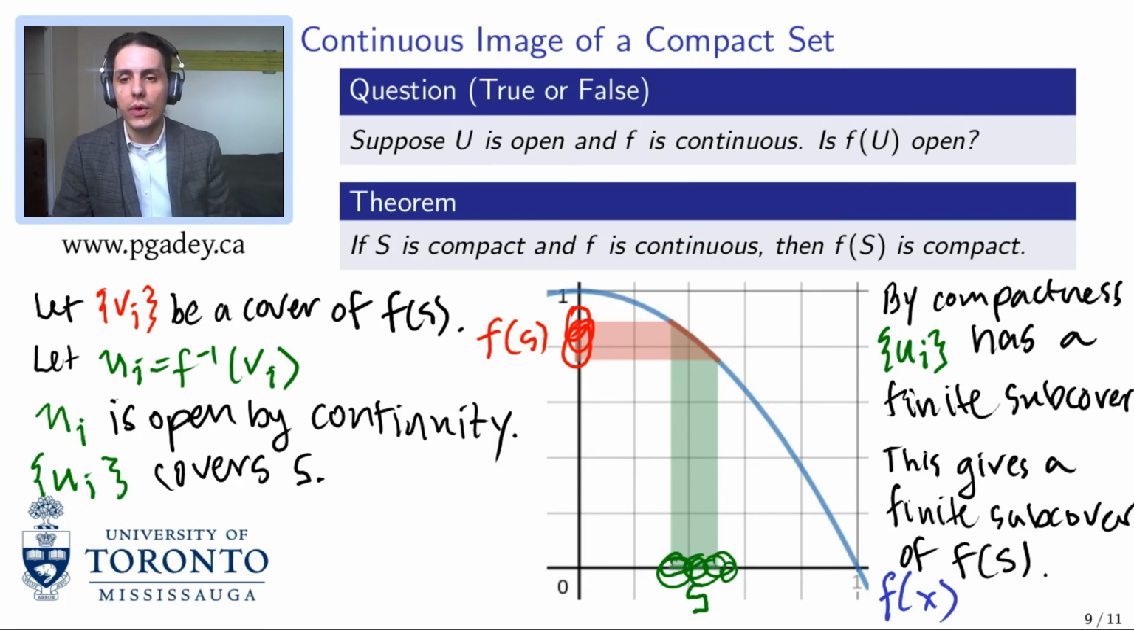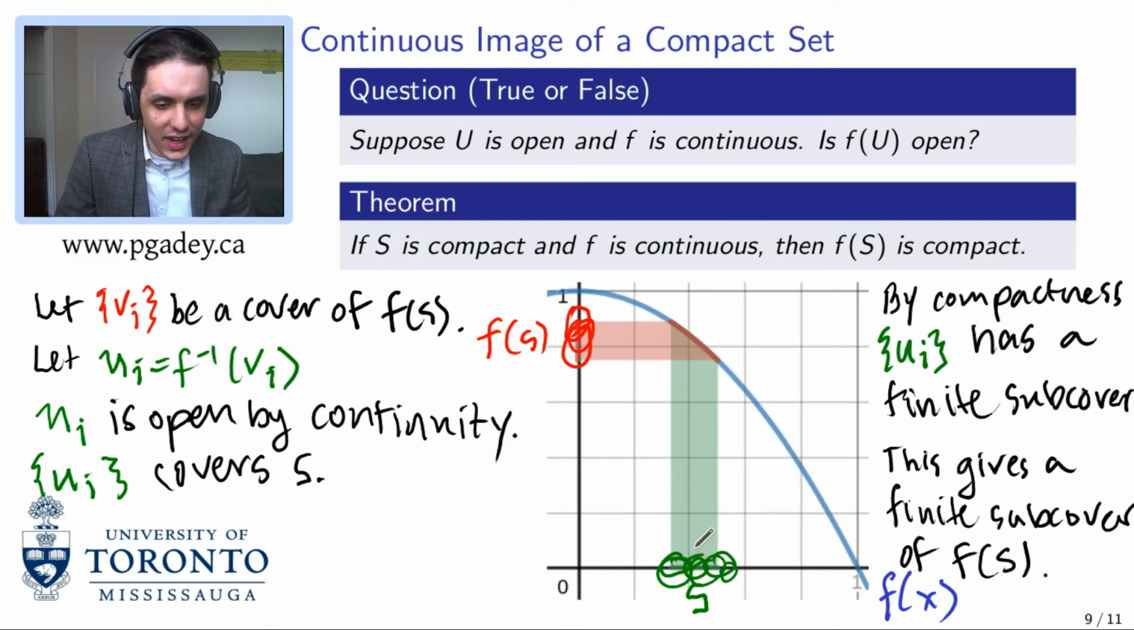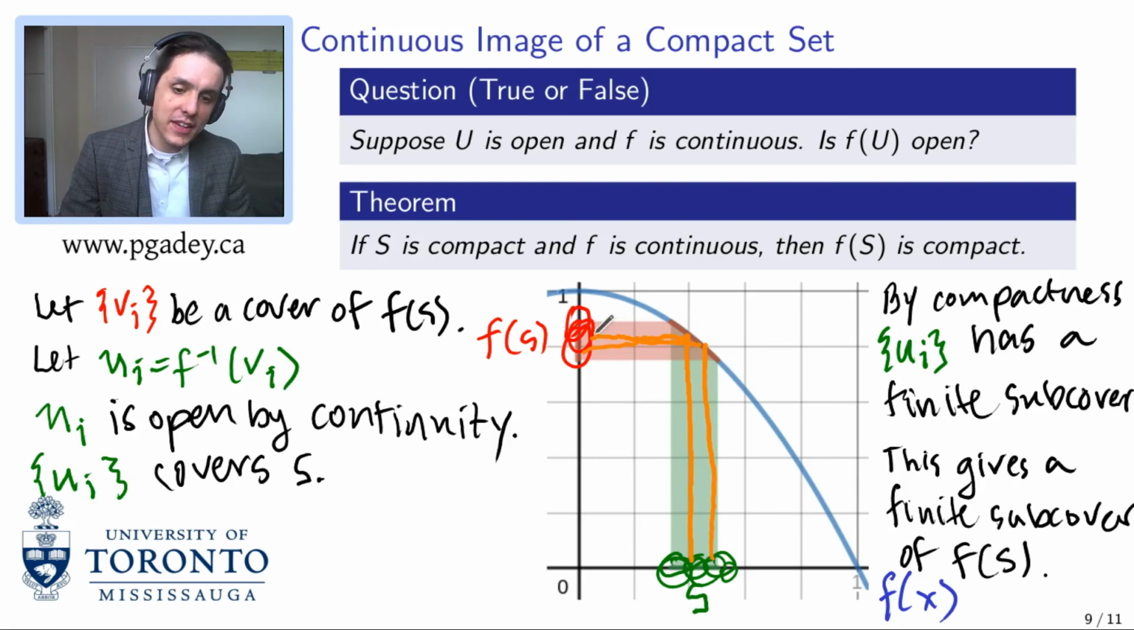Okay, so what do we do? What is kind of the idea of this proof? We take an open set here, we pull it back to S, and then we select a finite number of these that cover S to cover f of S. Okay, very, very lovely proof. Uses continuity in a very interesting way.